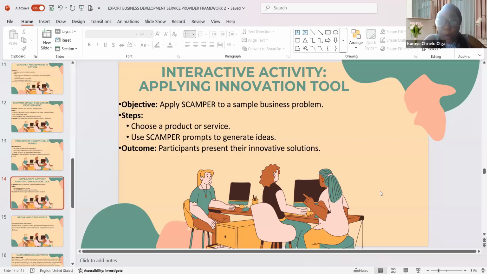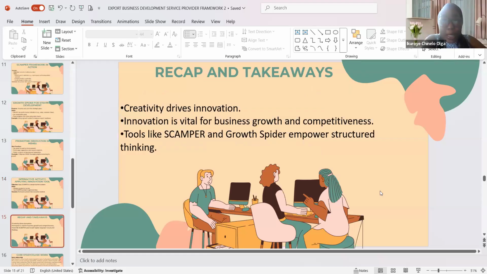But like I said, because we don't have that time, I'll allow you to go through this, and then later maybe on the platform we can discuss ideas. You can even use your personal products. It will make things easy for you to know if you generated a good idea on challenges you're facing. So the recap and takeaway is that creativity drives innovation, and innovation is vital for business growth and competitiveness. So tools like Scamper and Growth Spider empower structured thinking.